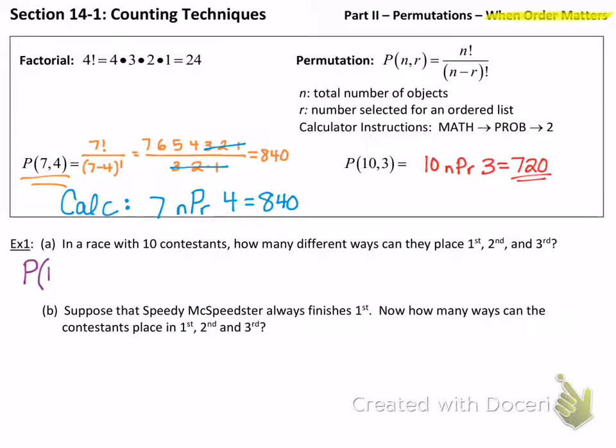So we have 10 contestants, and we are choosing spots for the first, second, and third. So we're choosing 3. And in the calculator, we get 720.